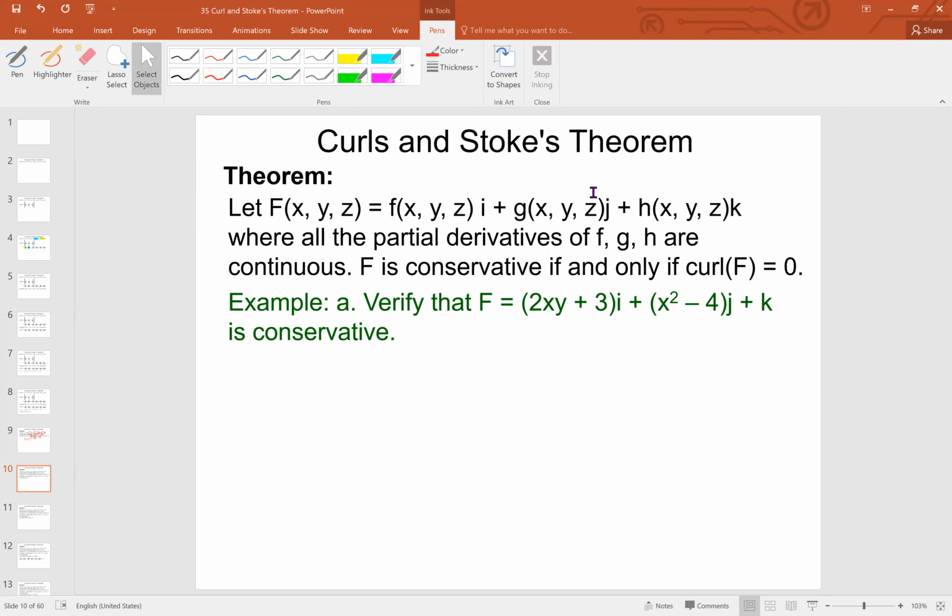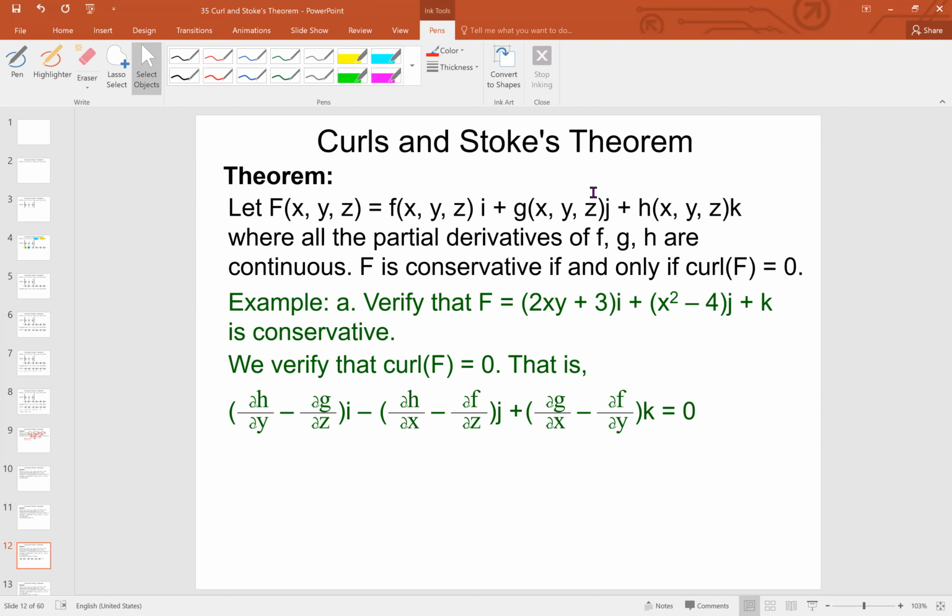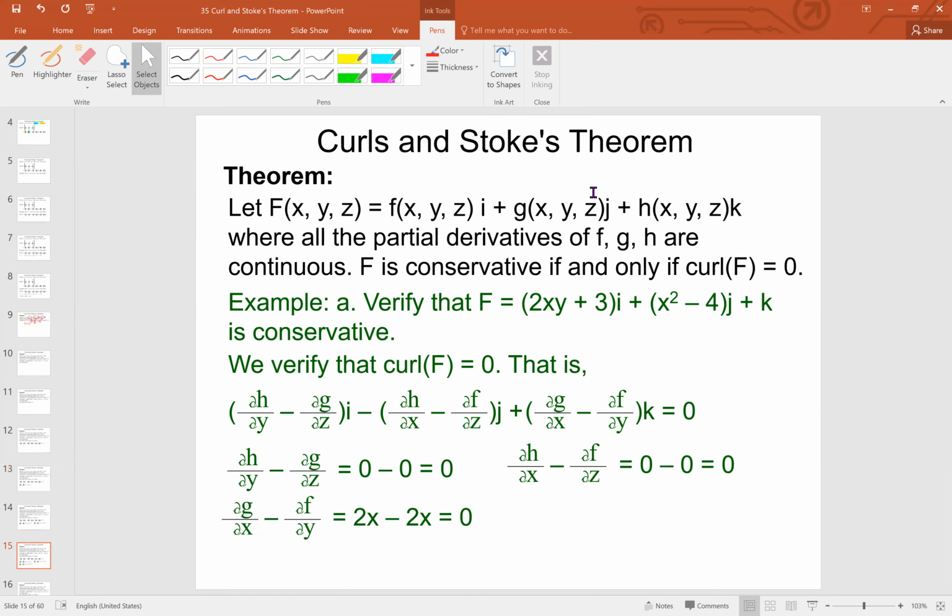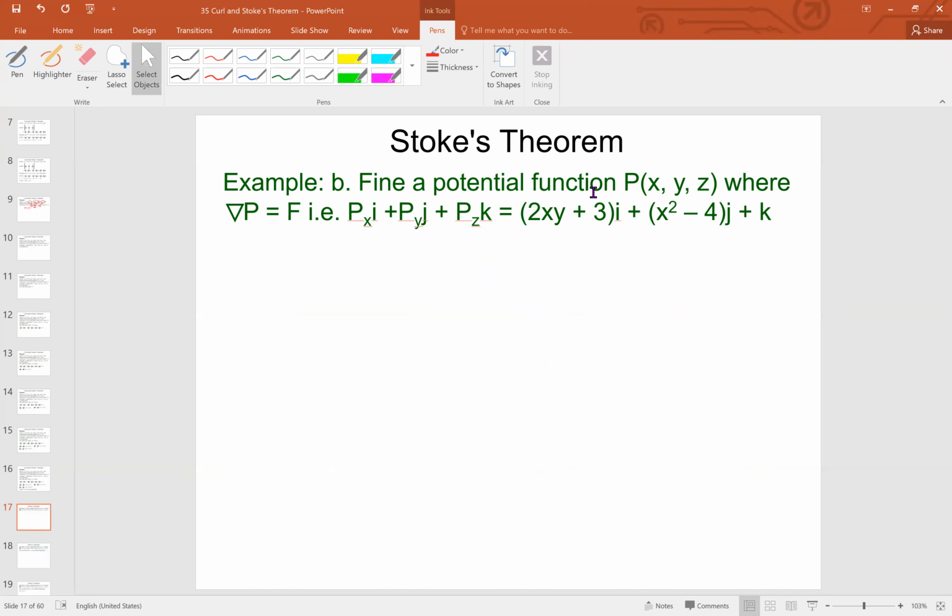Well, then the theorem says a 3D vector field is conservative if and only if the curl is zero. And so we can easily check that this particular vector field is conservative. You just check the differences of the partial derivatives in the three components i, j, k, and they all come out zero. So 0, 0, 0. So this is conservative. And then if we want to find the potential function, we integrate backwards.